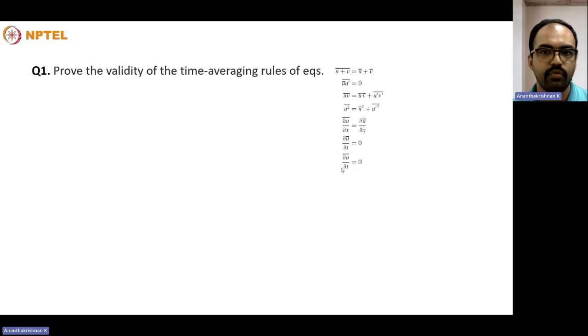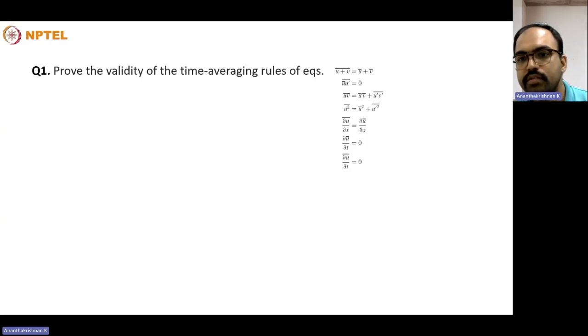Without wasting much time, we can move to the problems. Look into this question. It's a derivation. We need to prove the validity of the time averaging rules of the following equations, which we have actually seen in the lectures. So we need to prove that this is right.